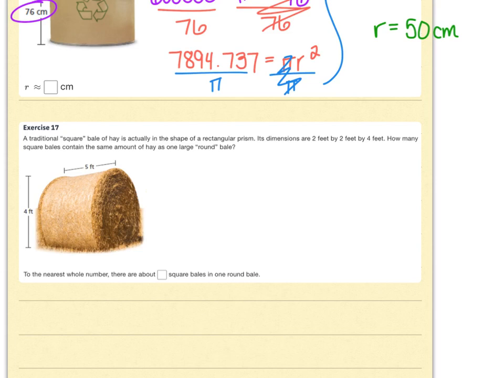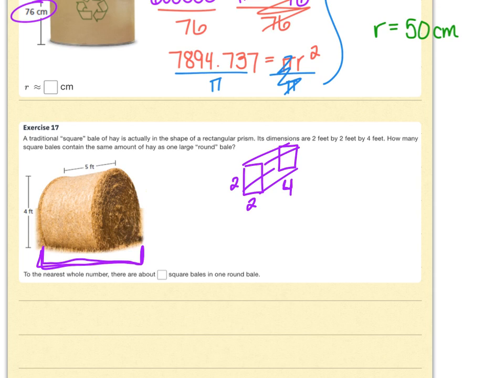All right, and then the last homework problem I'm going to look at is number 17. And number 17, it says a traditional square bale of hay, like the kind that you would typically sit on in a barn, is actually in the shape of a rectangular prism. So it's going to look something like that. Little square bale of hay right there. Its dimensions are 2 feet by 2 feet by 4 feet. So sometimes drawing a picture can be helpful. It says how many square bales, how many of these bales would contain the same amount of hay as one of these larger, rounder bales that we see over here.